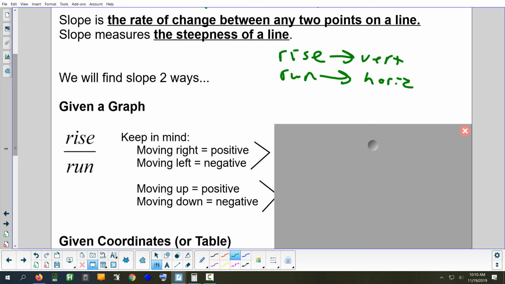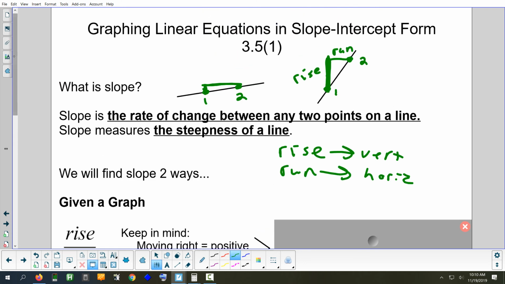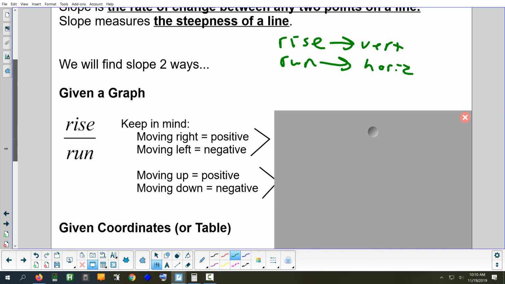If you count up, like let's look at this one. To get from point 1 to point 2, do you count up or do you count down? You count up. If you count up, that's positive. Let's look at something like this. Point 1, point 2.